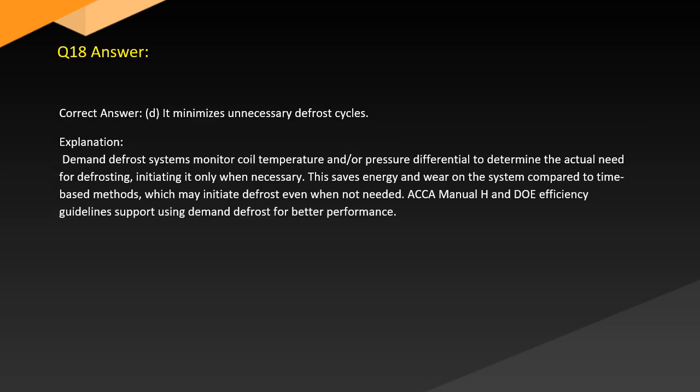Answer. Correct answer: D. It minimizes unnecessary defrost cycles. Explanation. Demand defrost systems monitor coil temperature and/or pressure differential to determine the actual need for defrosting, initiating it only when necessary. This saves energy and wear on the system compared to time-based methods, which may initiate defrost even when not needed. Can Manual H and DOE efficiency guidelines support using demand defrost for better performance?